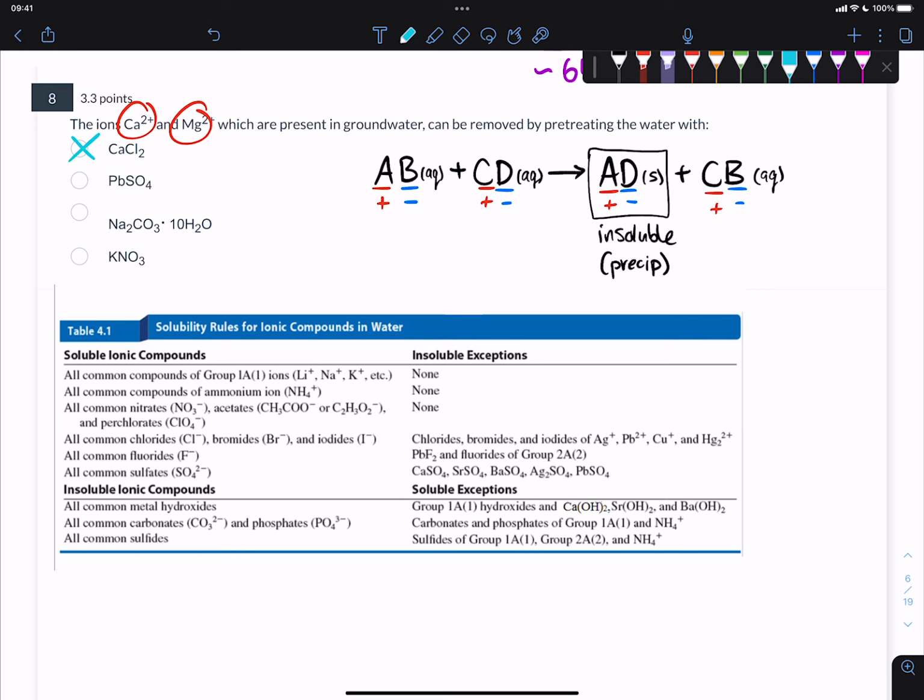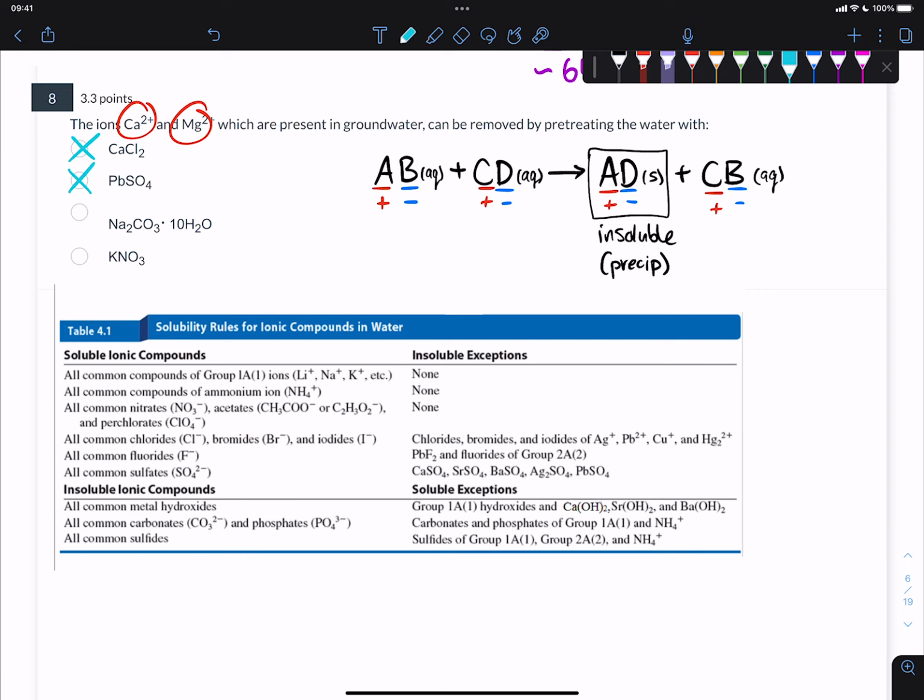Now let's look at lead 2 sulfate. According to the solubility rules, it's a sulfate, and those are soluble, yay, unless that sulfate is paired with lead, in which case this is not. So lead sulfate is not soluble, which means you can't put it in your water to remove an ion, because it won't even break apart in order to get the job done. So lead 2 sulfate would not be a good option, because it itself is insoluble, so you can't put it in water to remove something to create another insoluble product. It won't break apart into ions.